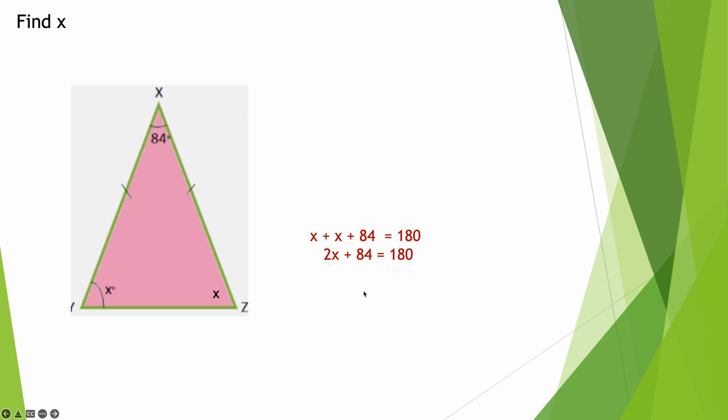Combine my terms, same side, same operation. 2x plus 84 is 180. Subtracting the 84, 2x is 96. And I get x is 48. Nice, simple application of the idea that the base angles have to be equal. In other words, if we give you one, you know the other.